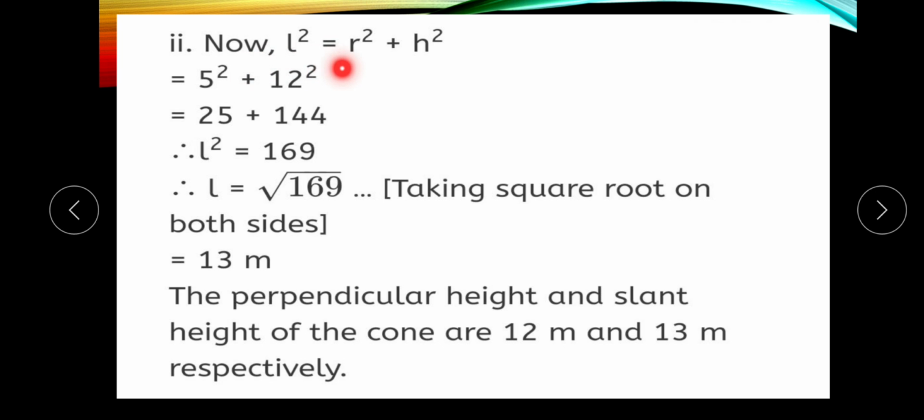So we'll write our formula. L square, that is slant height, is equal to r square plus h square. That is slant height square is equal to radius square plus height square. Substituting the values, we get 5 square plus 12 square. 5 5s are 25, 12 12s are 144. Adding 25 and 144, we get 169. That is L square is equal to 169. Taking square root from both sides, we get L is equal to 13 meter. Therefore, the final answer, the perpendicular height and slant height of the cone are 12 meter and 13 meter respectively.